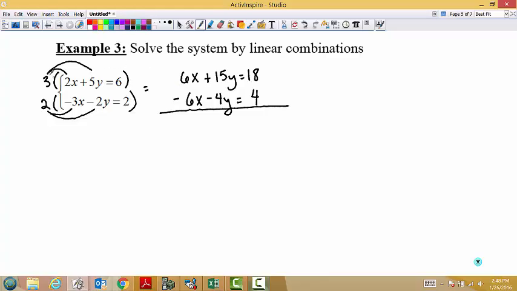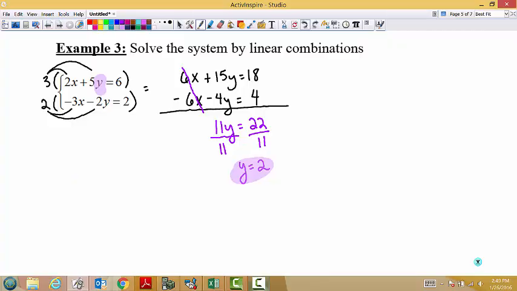Because I multiplied the top by 3 and the bottom by 2, now look what happens to the x's. They cancel. And then I add straight down. 15 plus negative 4 is 11. 18 plus 4 is 22. Divide by 11. Y is 2. And now I can take my 2 and plug it back into either one of my first equations where the y is. Let's do this one.